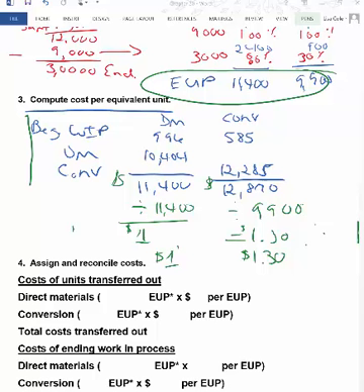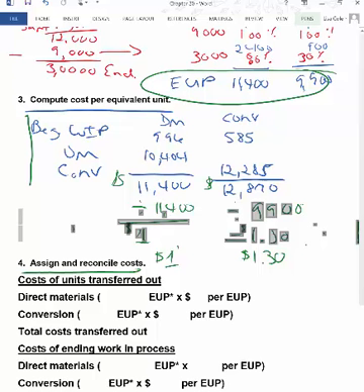And so now we just want to allocate those. That's the last step, is to assign those costs. And so for direct material purposes, remember my equivalent units for direct material was 9,000 for those units that were transferred out, and then I got $1 per equivalent unit cost, so those costs are 9,000. And then for conversion, my equivalent units for those units that were transferred out for conversion was 9,000.